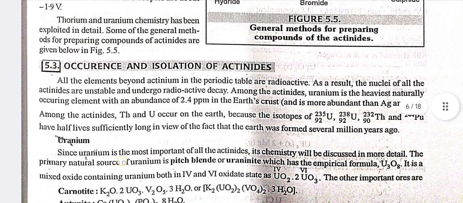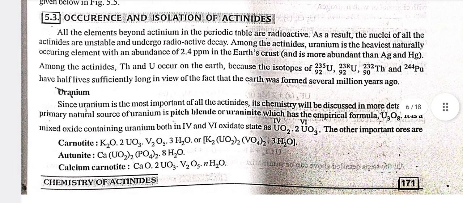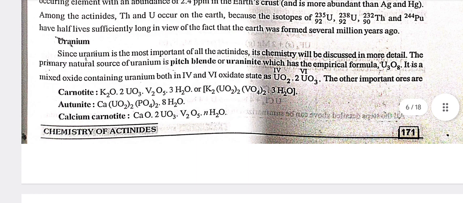Occurrence and isolation of actinides. All the elements beyond actinium are radioactive. As a result, the nuclei of all the actinides are unstable and undergo radioactive decay. Among the actinides, uranium is the heaviest naturally occurring element, with an abundance of 2.4 ppm in Earth's crust. Uranium. Since uranium is the most important of all actinides, its chemistry will be discussed in detail. Carnotite: K2O.2UO3.V2O5.3H2O.